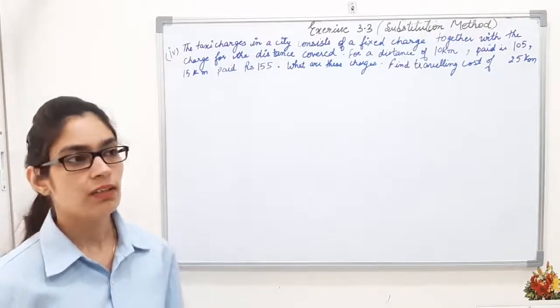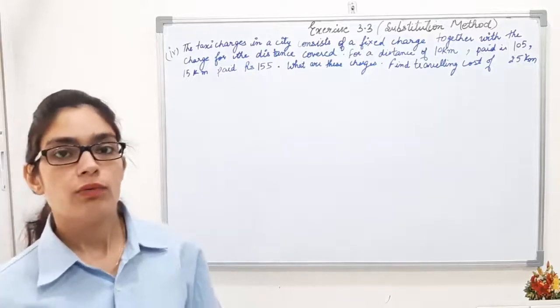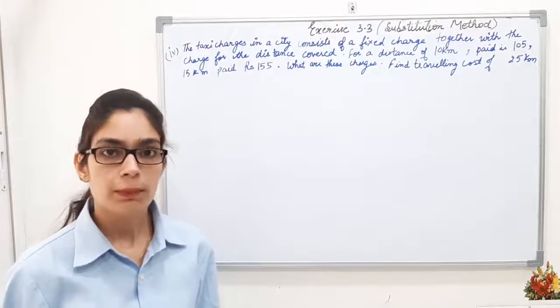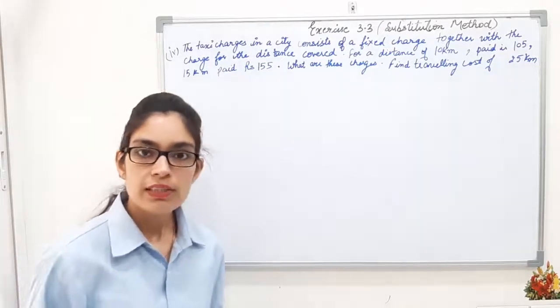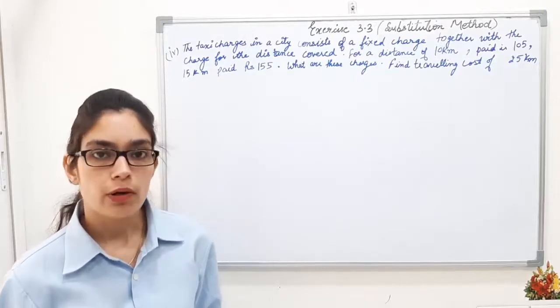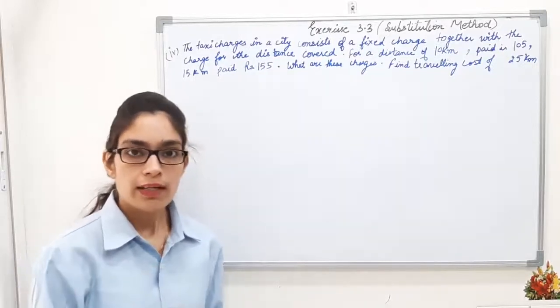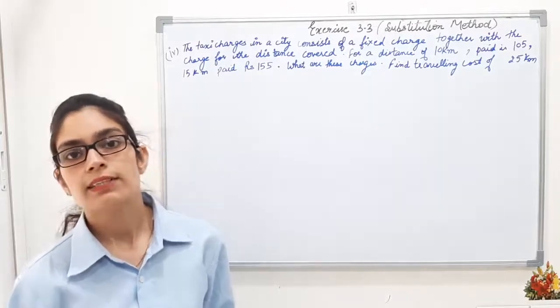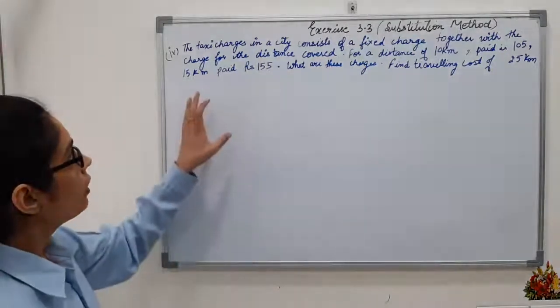20 is fixed. You can also take the example of your monthly phone bills. Some charge is fixed and the remaining depends on the minutes you are calling. In the same way, one rent is fixed and then they charge per kilometer.